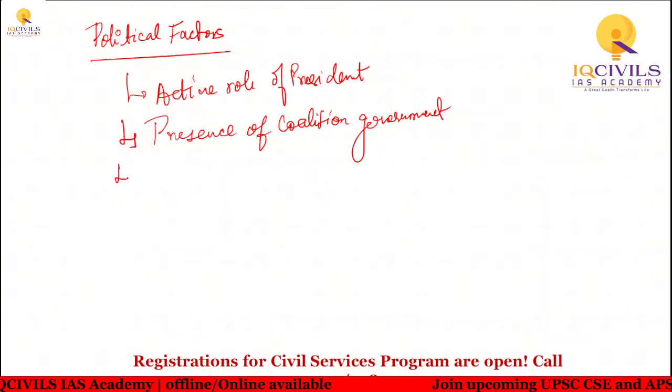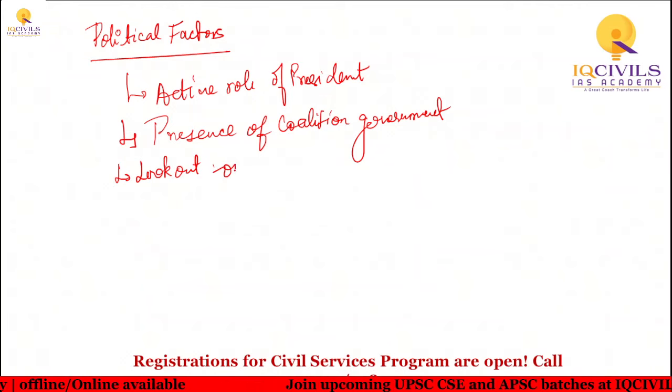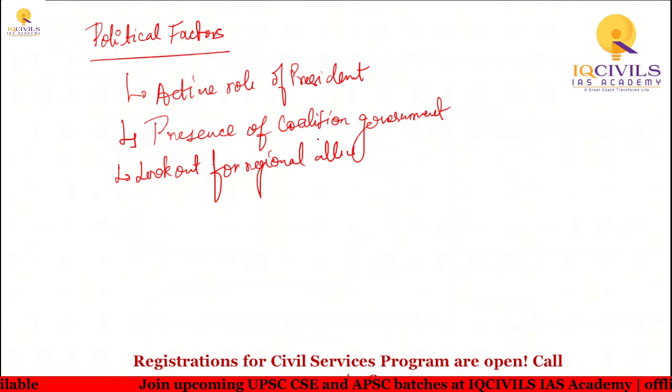Then look out for regional allies. Now, due to volatile nature of Indian polity and increasing opportunism, national parties, they were always on a lookout for regional allies. They always want regional allies in the central government. Okay. So due to this also, somewhere Article 356 usage has reduced. Clear?